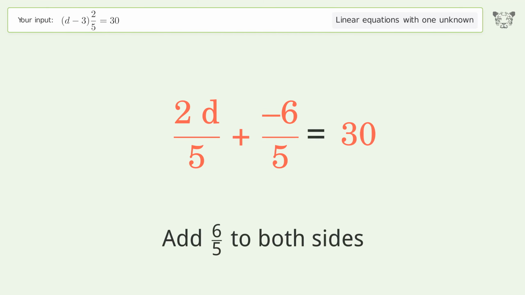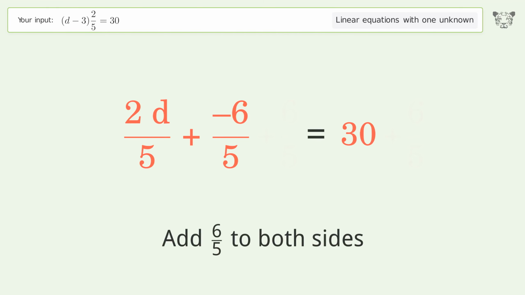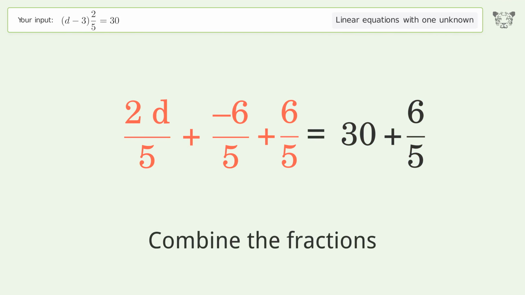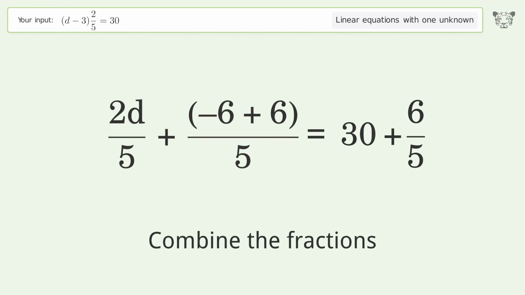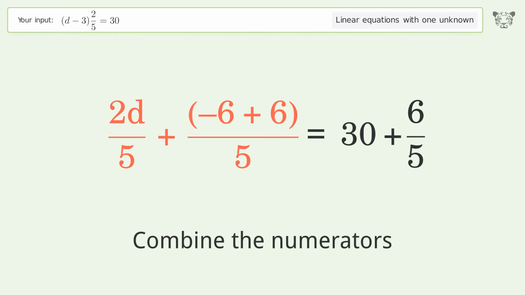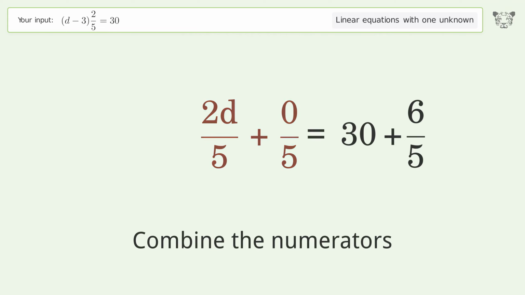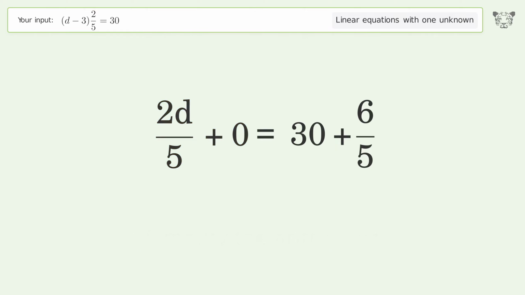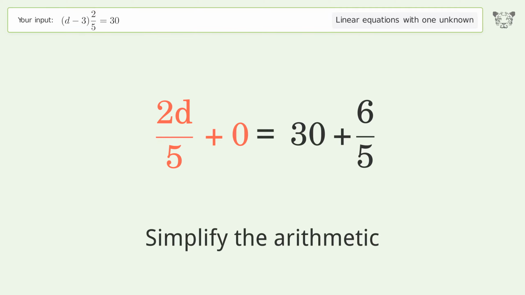Add 6/5 to both sides. Combine the fractions. Combine the numerators. Reduce the zero numerator. Simplify the arithmetic.